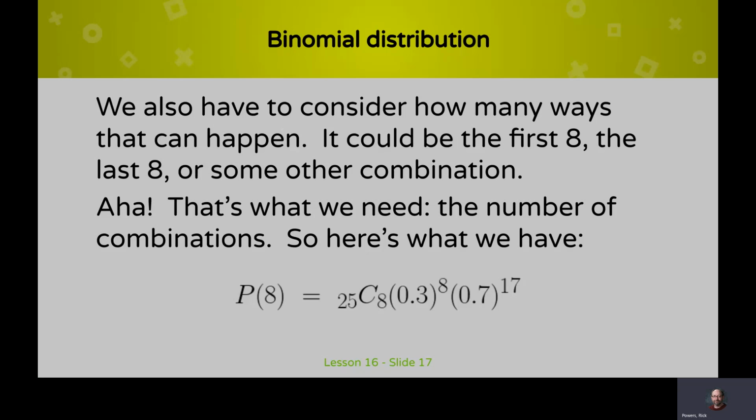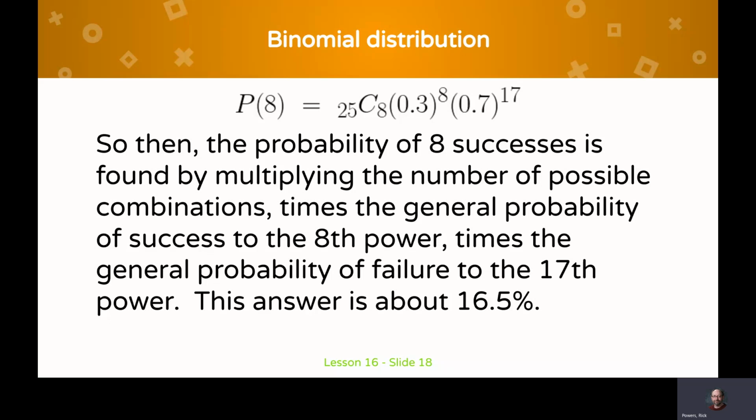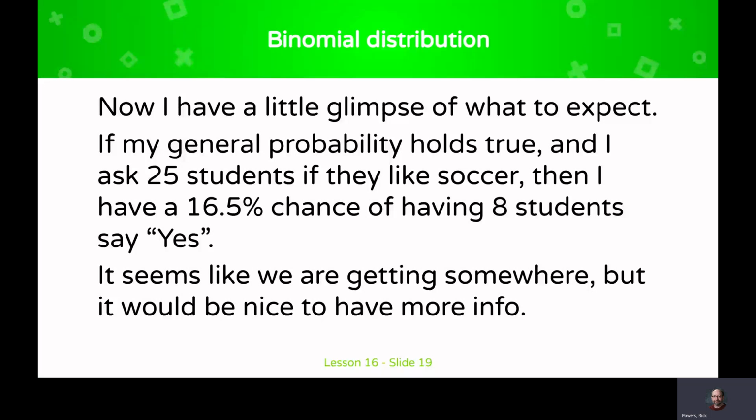So then the probability of 8 successes is found by multiplying the number of possible combinations times the general probability of success to the 8th power times the general probability of failure to the 17th power. This answer is about 16.5%. Now I have a little glimpse of what if my general probability holds true and I ask 25 students if they like soccer, then I have a 16.5% chance of having 8 students say yes. Seems like we're getting somewhere, but it would be nice to have more information.